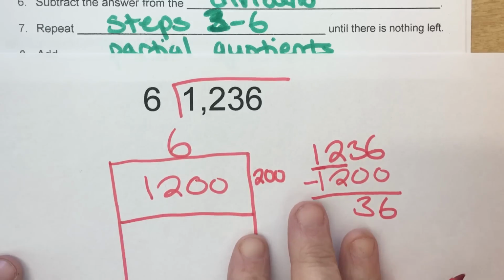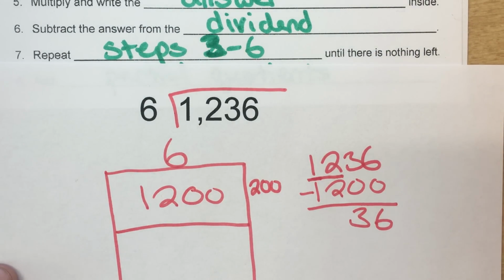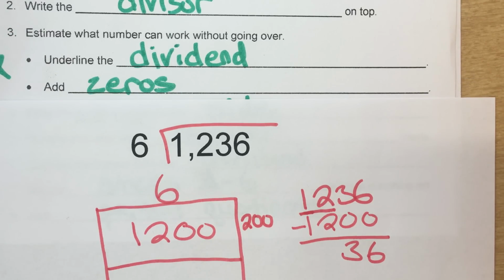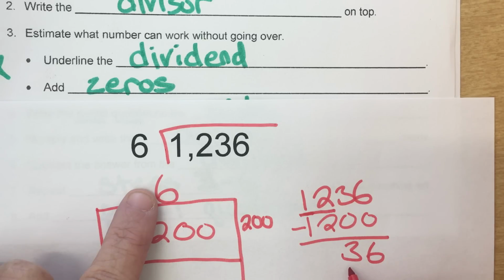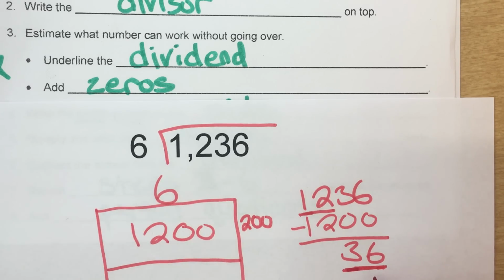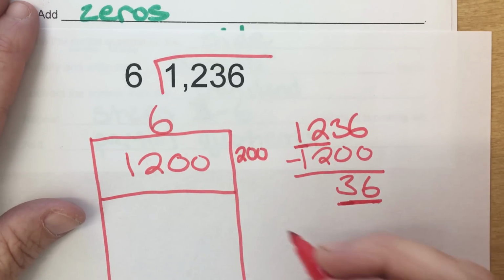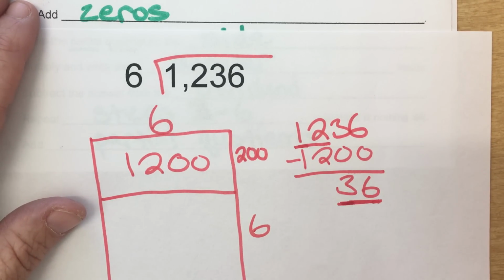Step 7 says I'm going to repeat steps 3 through 6. So let's go back to step 3. I'm going to underline the dividend and add zeros. Can 6 fit into 3? Nope. Can 6 fit into 36? Yes. How many times? It can fit in 6 times. And there's no extra numbers, so I'm not going to add any extra zeros. So I'm just going to say it can fit in 6 times.